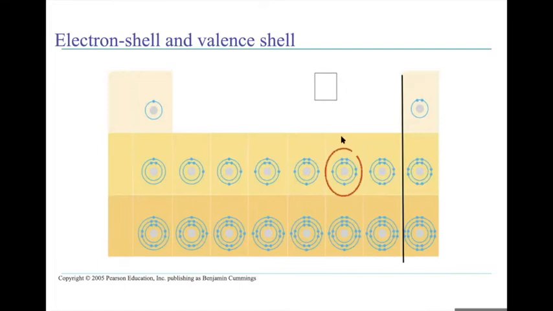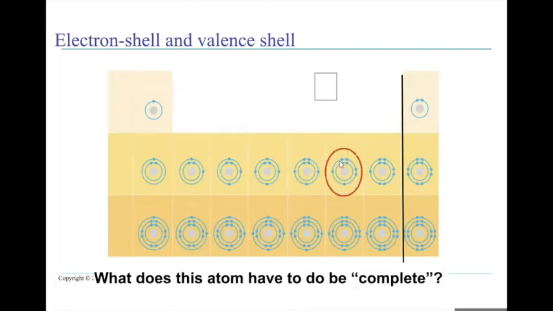So what about this one right here? What does it have to do? Well, you just count the electrons. Is it 8? 1, 2, 3, 4, 5, 6. No, it's lacking 2. So what does that mean? If it had 2, it would be happy. It'd be all good. It just needs 2 electrons, and then it thinks it'll be happy. Will it?